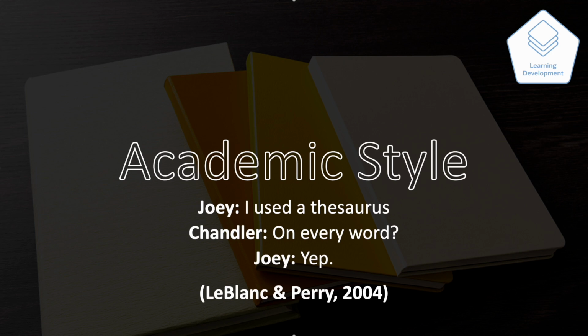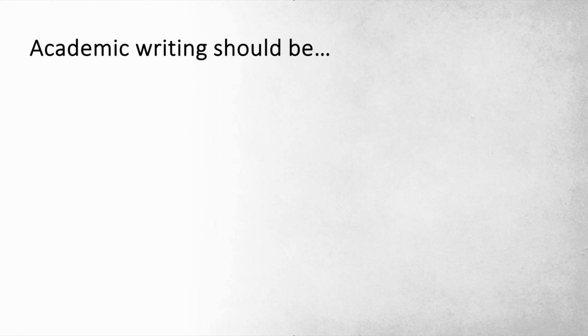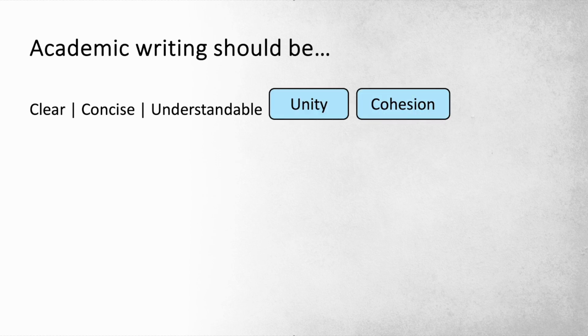Academic style. I don't know if you've seen this episode of Friends, but this is exactly what we're going to talk about. Academic writing should be clear, concise and understandable. You need to get to the point and stick to the point. That's what we know as unity. And then you need to make sure that your sentences flow nicely into one another, and so do your ideas. So paragraph to paragraph, the reader doesn't lose where they are.